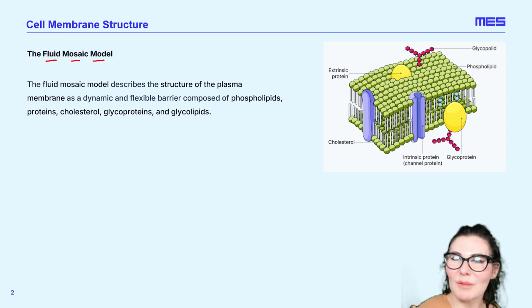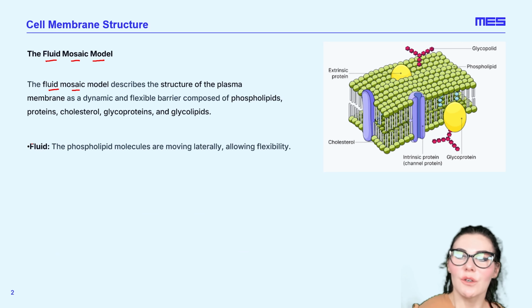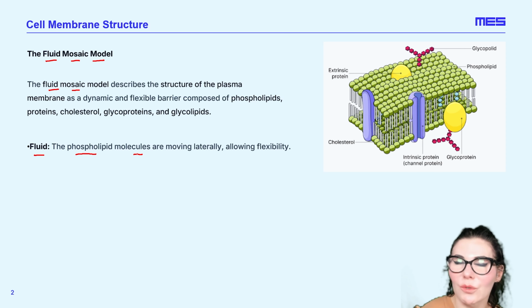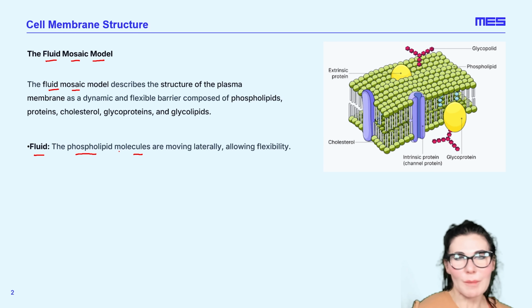The fluid mosaic model is a term that scientists use to describe the structure of the membrane. Fluid meaning the membrane is very dynamic, it's flexible, it's not static, it doesn't just sit rigidly still. And mosaic describes the fact that it's not just composed of one type of molecule, there are many different ones in there. To reiterate, it's actually the phospholipid molecules that make the membrane fluid, i.e. it's flexible, it moves a little bit.